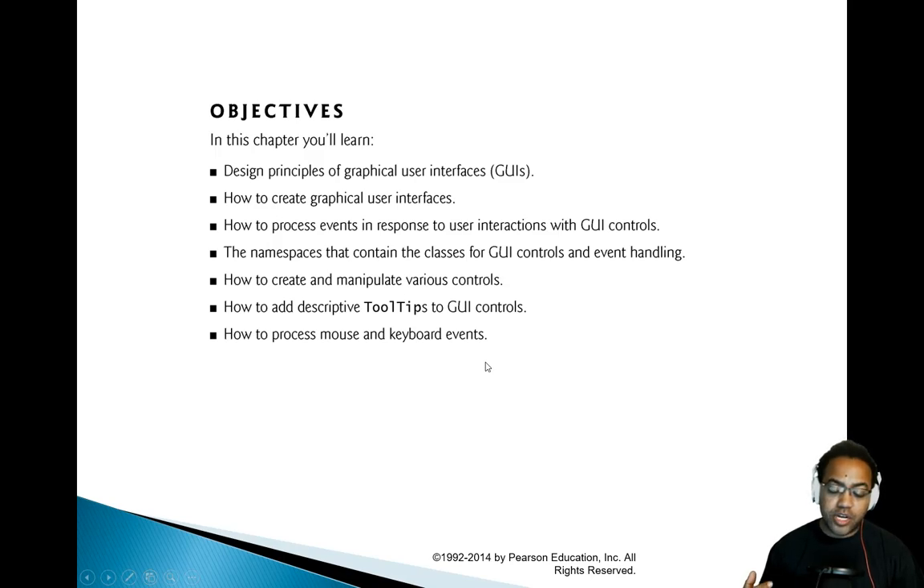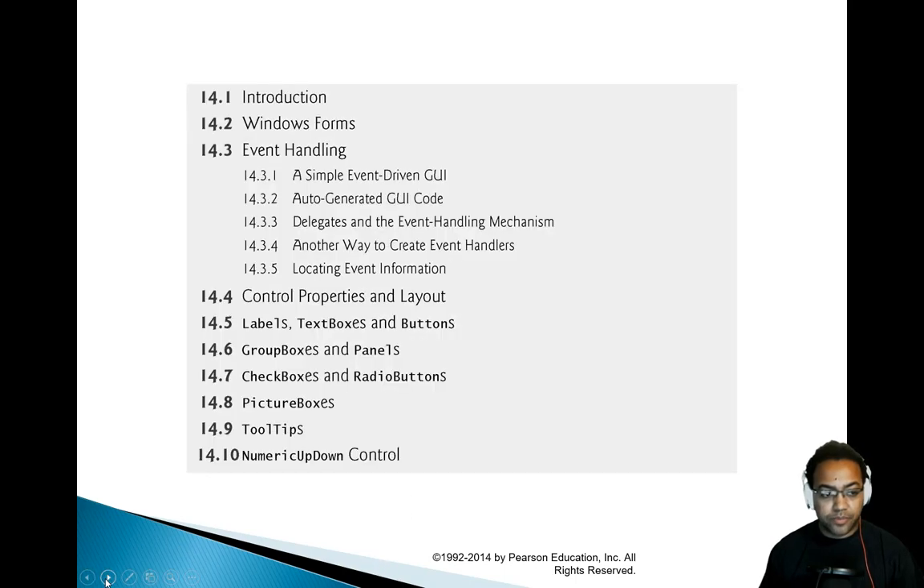So in this lecture, we're going to talk a lot about the design principles of graphical user interfaces. We're going to talk about how to create graphical user interfaces and how to process events in response to user interactions with GUI controls. We're also going to talk about the namespaces that contain the classes for GUI controls and event handling, and how to create and manipulate various controls. We're also going to go into detail about tooltips, which help the user understand when and where and how to manipulate the GUI, as well as how to process mouse and keyboard events using C#.